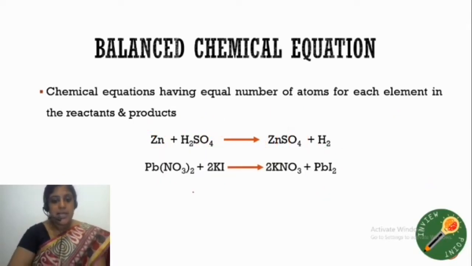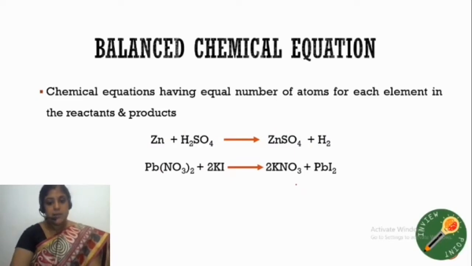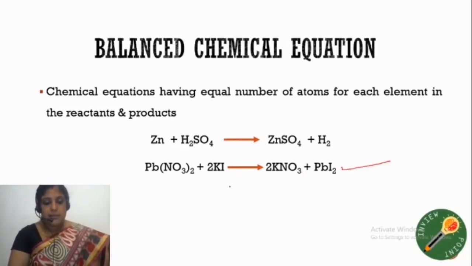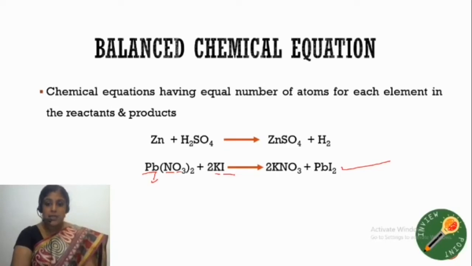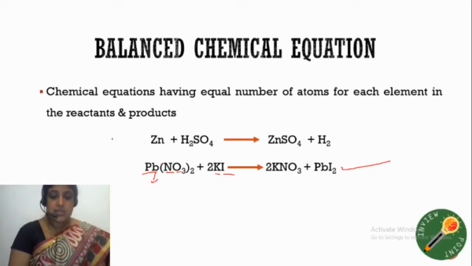Now let's see another equation. Lead nitrate and potassium iodide gives potassium nitrate and lead iodide. This is the chemical equation. Let's see what all are the elements here. One is lead, Pb. Then another element is nitrogen, another element is oxygen, then the other two elements are potassium and iodine. Now let's find the number of atoms of each element in the product and reactant side. I'm explaining this example also so that you can understand the concept clearly.